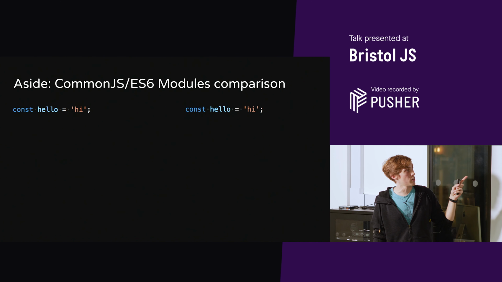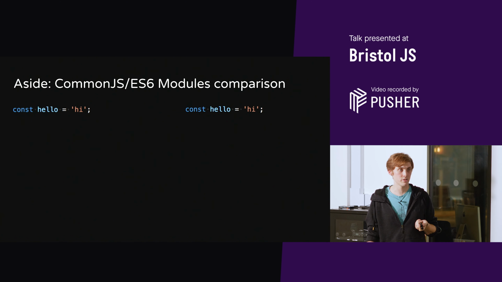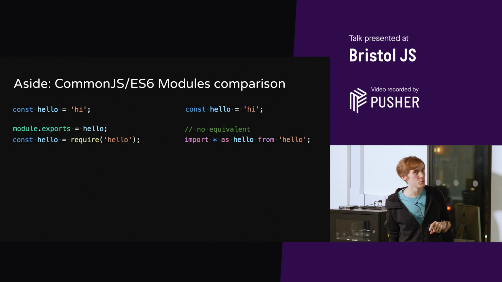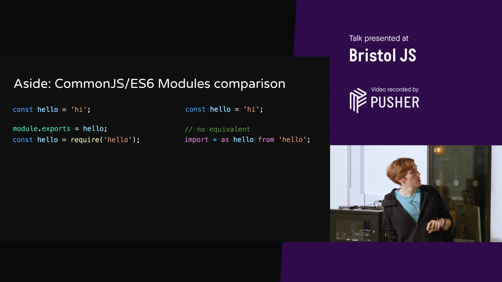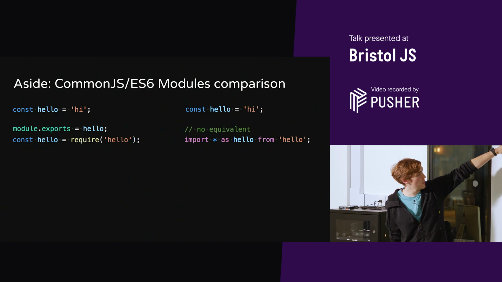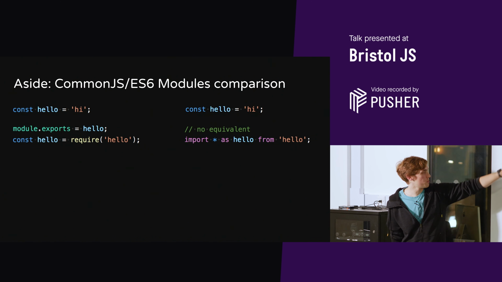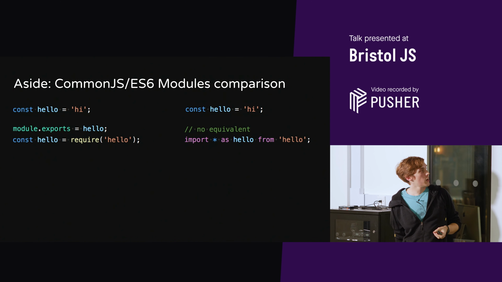Yeah, I want to do a bit of an aside just for anyone who's not moved on to ES6 style imports and exports. So if we have a variable which we want to export to another module, left-hand side is CommonJS, right-hand side is ES6. We would have done exports equals, and then hello equals require to get it back again. So this is the export, this is the import.